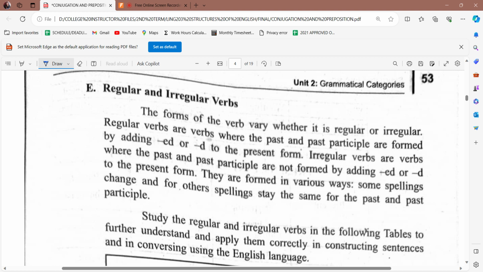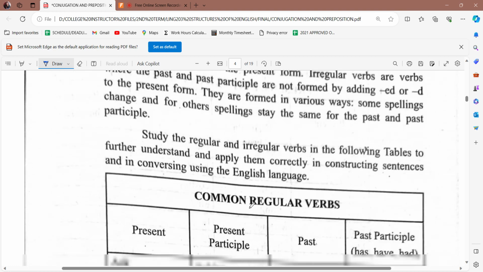Regular verbs are verbs where the past and past participle are formed by adding the suffix ed or d to the present form. While irregular verbs are verbs where the past and past participles are not formed by adding the suffix ed or d to the present form, meaning it can either change some of the spellings or the spelling stays the same for the past and past participle.